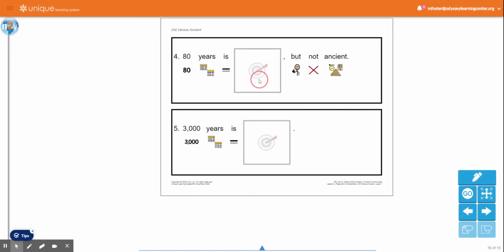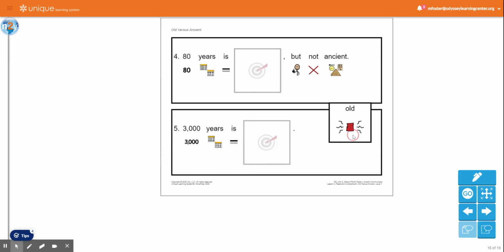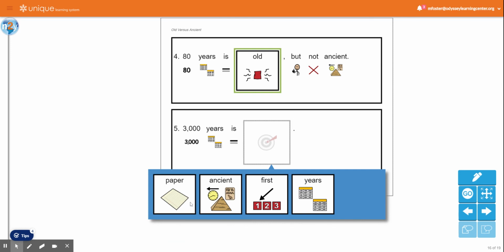80 years is paper, ancient, first, years, or old, but not ancient. 80 years is old, but not ancient. And finally, 3,000 years is paper, ancient, first, or years.